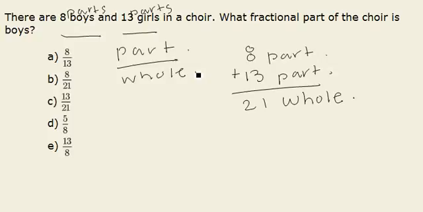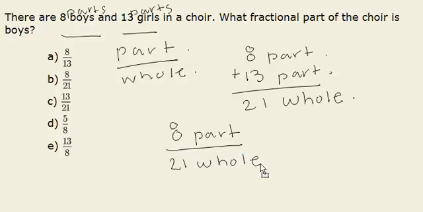Since the problem is asking for the fractional part of boys in a choir, we will look at how many boys are in the choir compared to the whole. Since there are 8 boys in the choir and 21 total boys and girls, 8 boys is going to be our numerator. So this is going to be our part out of the total whole. And then since there's 21 total boys and girls, that's going to go on bottom. So it'll be 21 as our whole, or our denominator. Now, when you write it out, it's really going to just look as 8 over 21.